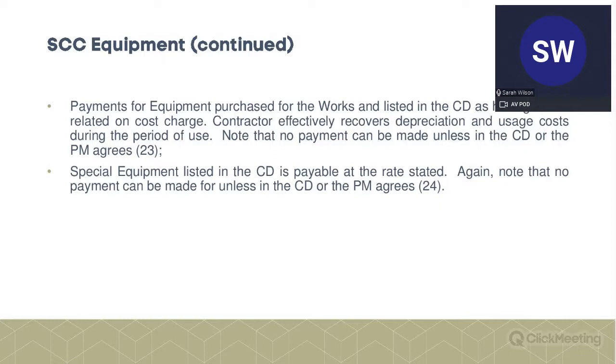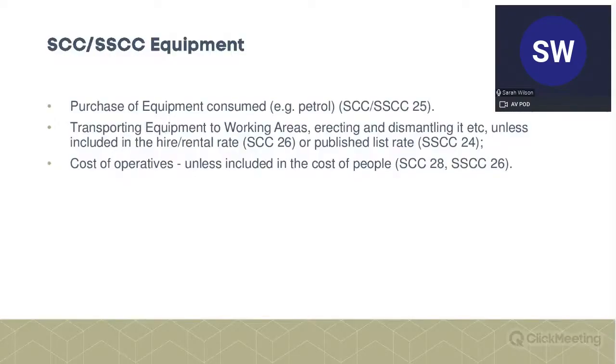Then there's also a section for special equipment listed in the contract data, which is payable at the rate stated in the contract data. So again, be really careful here: if you are going to use some special equipment where you're using options C, D and E, make sure you include it in the contract data, along with the rate for it.